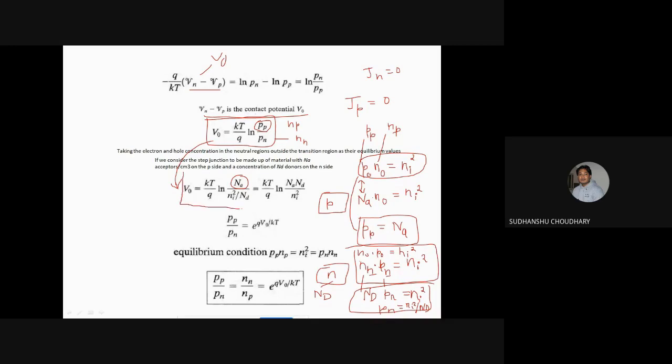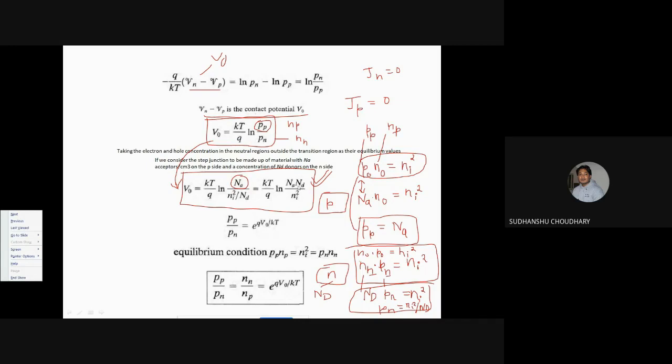And now we have this relation. That is V naught, the built-in potential, which is equal to KT by Q log Na Nd by Ni square. So this is a very important relation to remember. One can remember this equation also: the built-in potential is dependent on the doping concentrations, the acceptor impurity concentration and the donor doping impurity concentration.